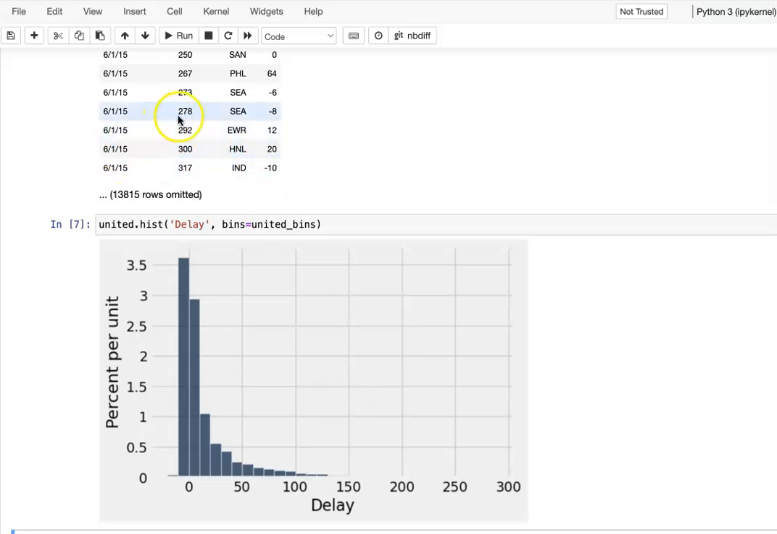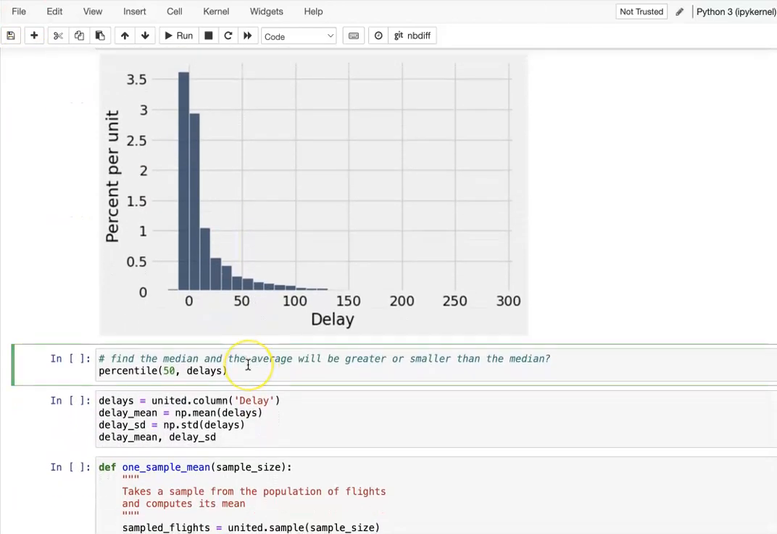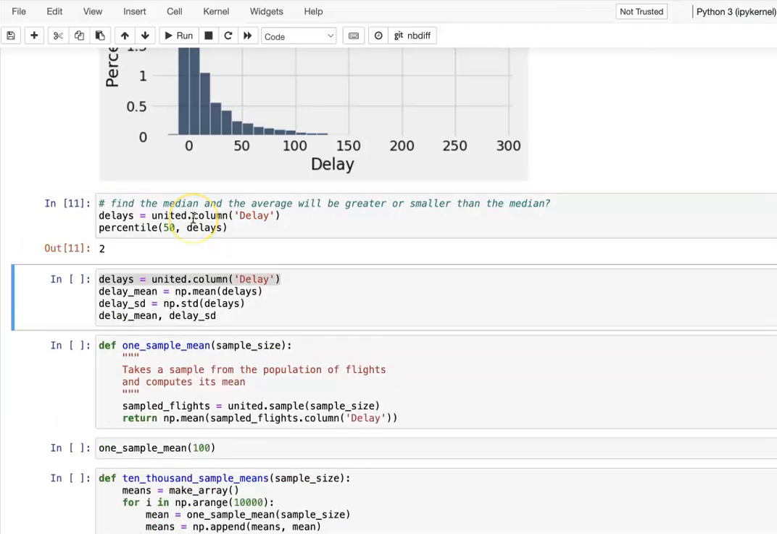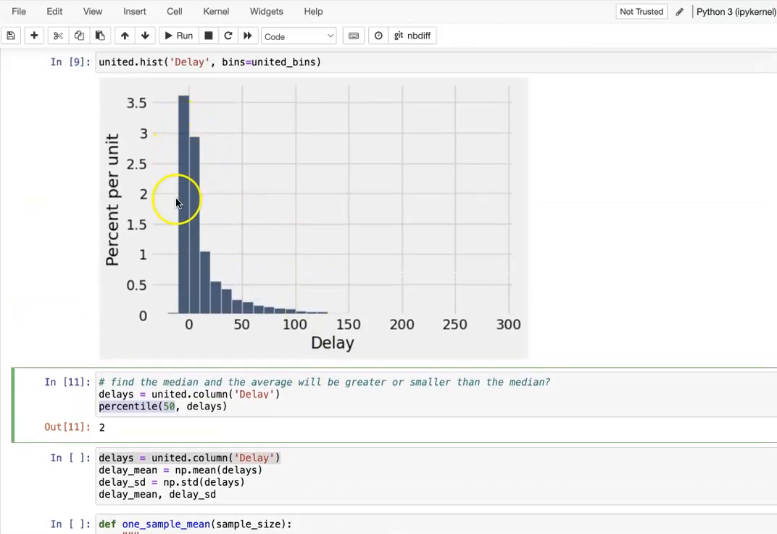But one thing is we can still try to guess from the distribution what the median is and what the average is. Definitely we know the median will be very close to here. Since the data skews to the right, the average may be moved to the right. We are not quite sure exactly, but we can find it out. First, that's our median from this distribution. Let's get the delay column. We can see the 50th percentile is 2, so our median is about 2.